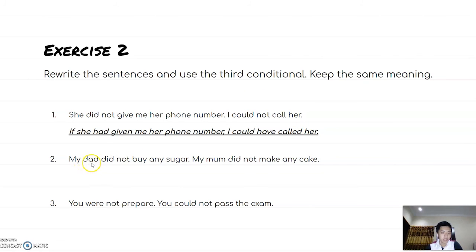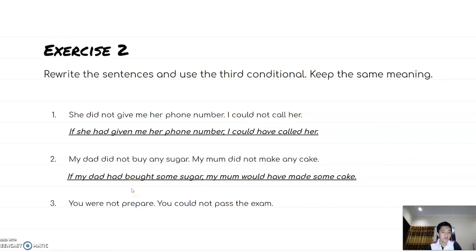Number 2 is, my dad did not buy any sugar. My mom did not make any cake. The new sentence when we use the third conditional is, if my dad had bought some sugar, my mom would have made some cake. Because for number 1, we use the past participle, so we need to change the verb from buy to bought, and change the not make any cake to would have made some cake.